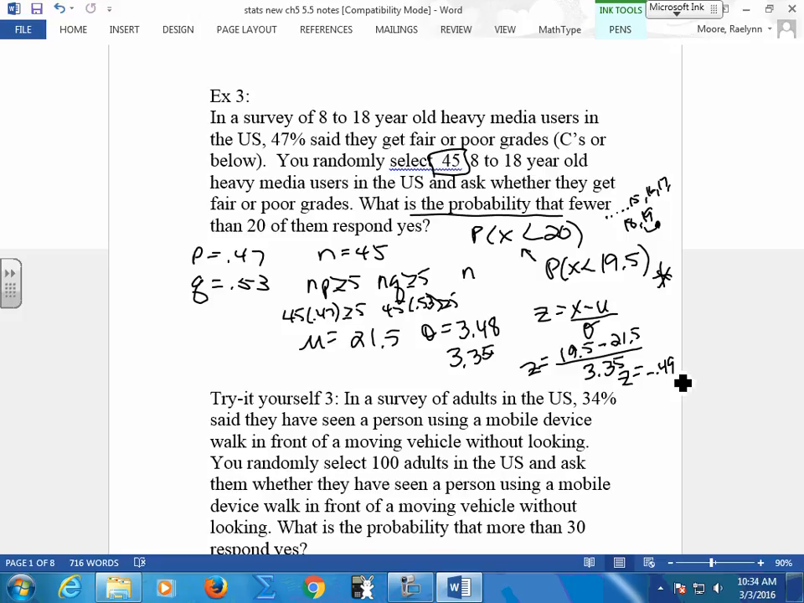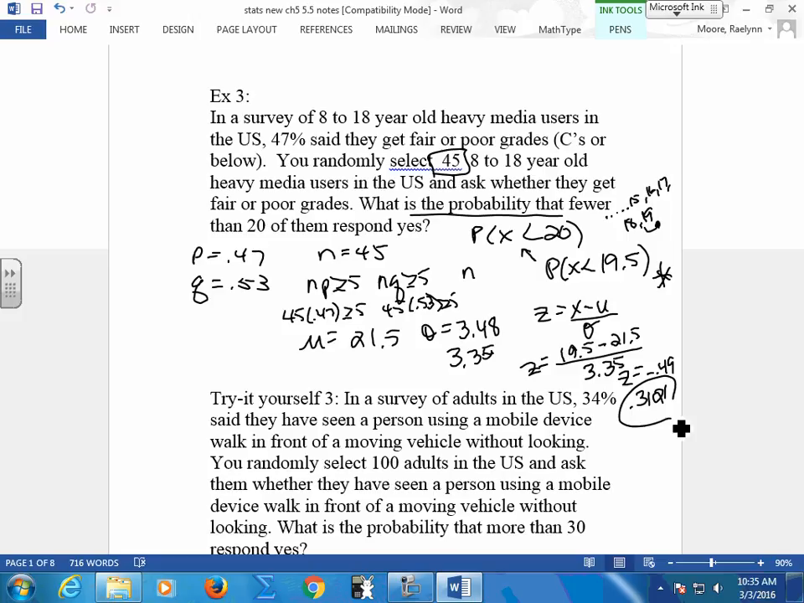I look this up in my table, look it up in your calculator, get your area to the left, and it's 0.3121. So I have the probability that from this group of 45 people in this age group, the probability of them saying yes is about 31%. About 31% of them are going to say yes.